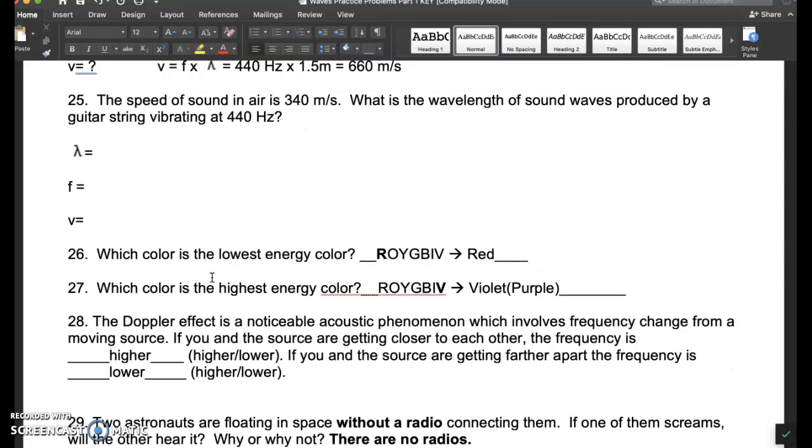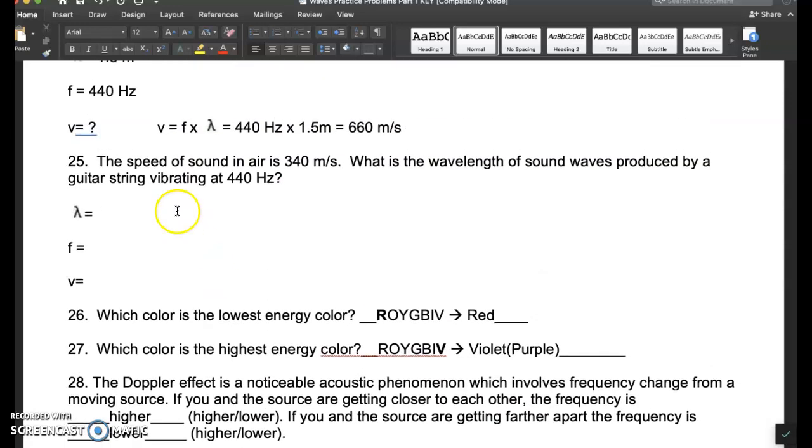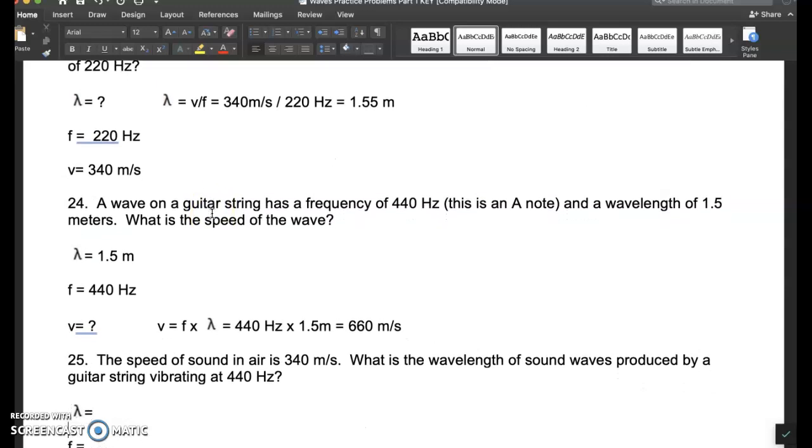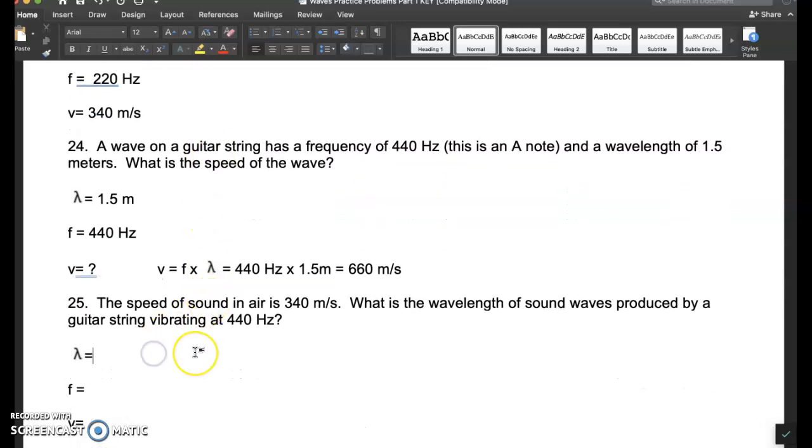Almost done, only got a few more problems here. So speed of sound in air. Oh, that's the same problem. Lucky. How did I not notice that? Whatever, you just get to skip it.